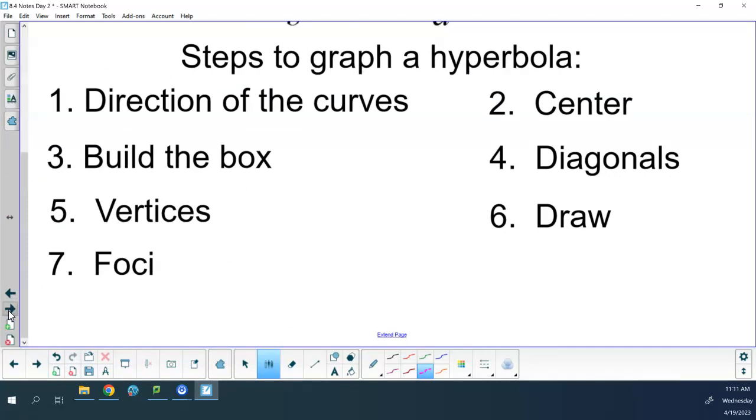The first step, we have to determine which way it opens. And that is going to be determined by which variable squared is positive. So if the x is squared and positive, then it's a left and right opening hyperbola. If the y squared is positive, it's an up and a down opening hyperbola.